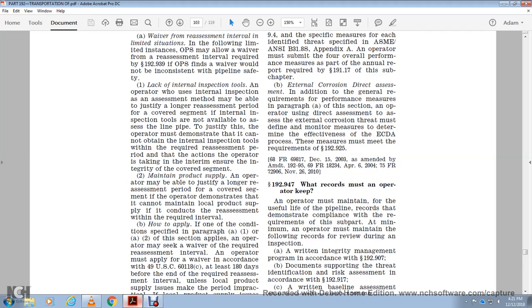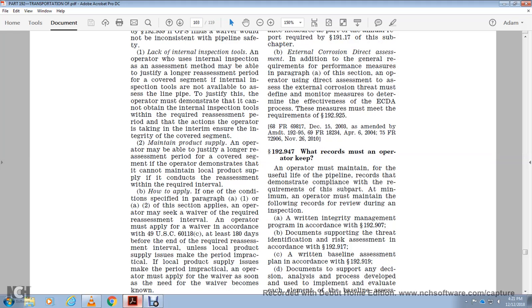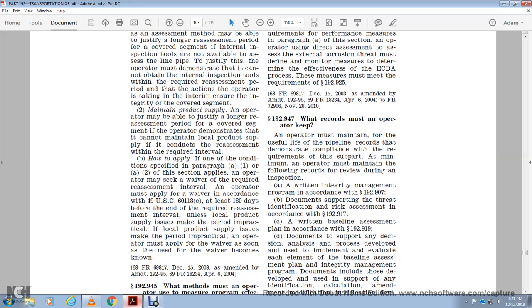How to apply for the condition with the specified paragraph A1 or A2 of the section. If applied, the operator may seek the waiver of the required reassessment interval. The operator must apply for the waiver in accordance with Title 49 U.S. Code 60118 at least 180 days before the end of the required reassessment interval. Local product supply issues may make periodic assessment impractical. Local product supply issues make periodic assessment impractical, and the operator must apply for the waiver as soon as the need for the waiver becomes known.